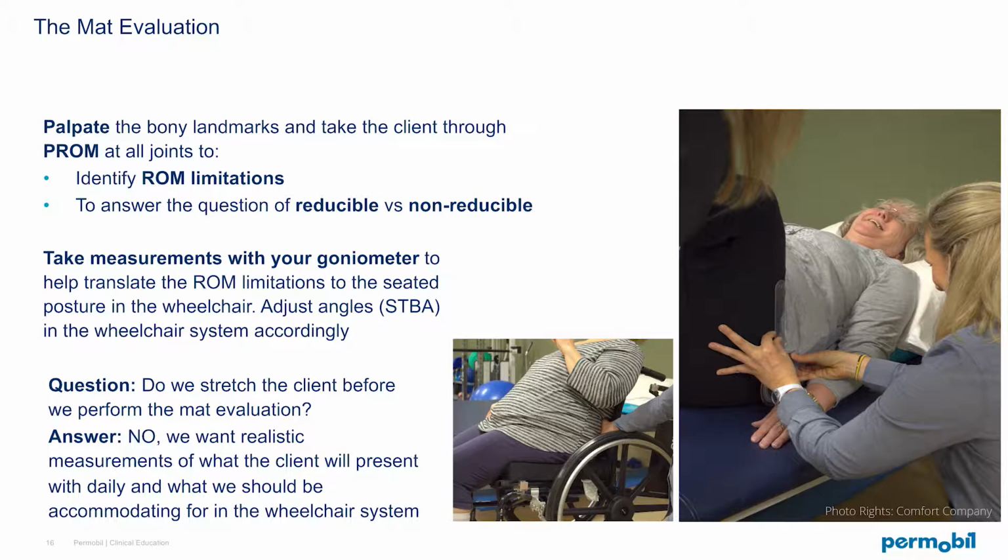However, when it comes to seating and positioning, we've got to understand that these clients spend most or all of their day in that wheelchair. And we can attempt to change muscle lengths, but once they're off caseload, will that actually be maintained? So all the stretching, all the lengthening of the muscles, all the range of motion that we've gained when they're on the mat table is probably not what is realistic inside their wheelchair system. We want realistic measurements of the client and what they will present with inside of their wheelchair, and that is what we should be trying to correct or accommodate.